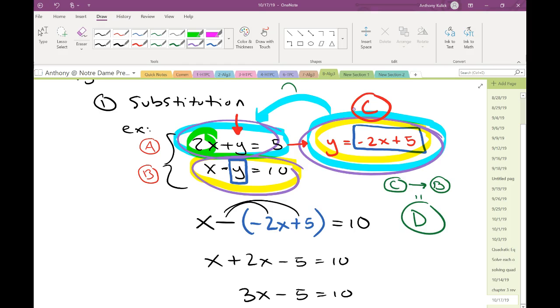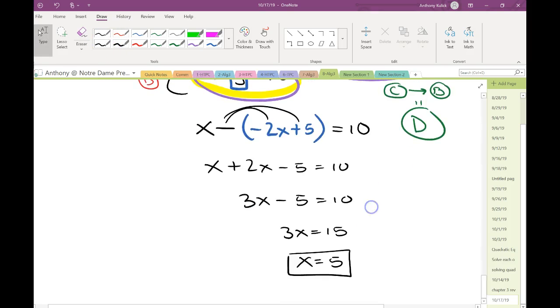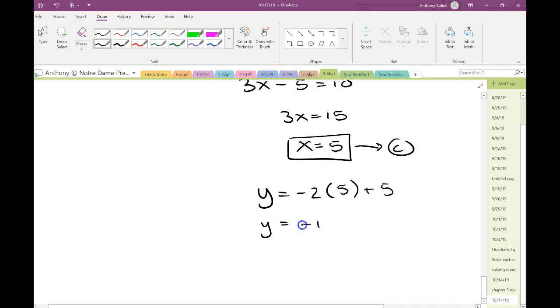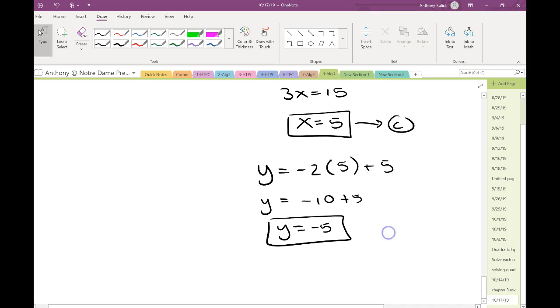All right. Which one of these would be the easiest place to plug x into to find y? C. Why is that one a little bit easier? The y's already by itself, right? There's not much left to do. So that's what I'm going to do, I'm going to plug this into C. So that gives me y is negative 5.